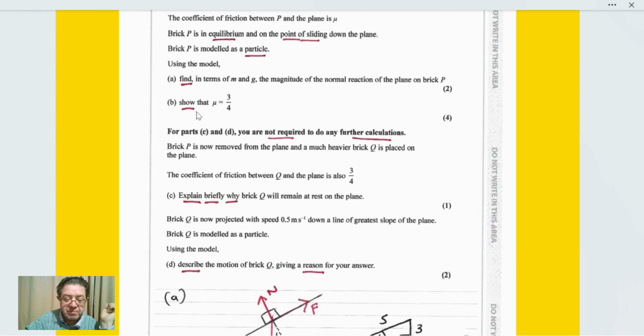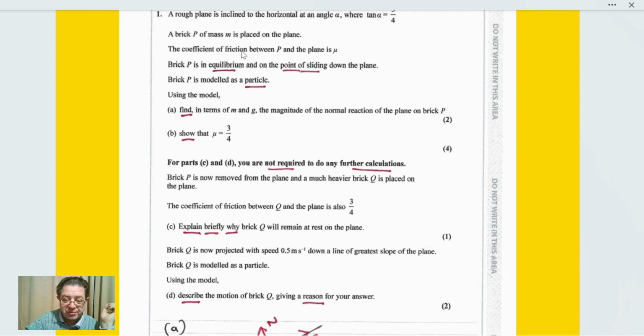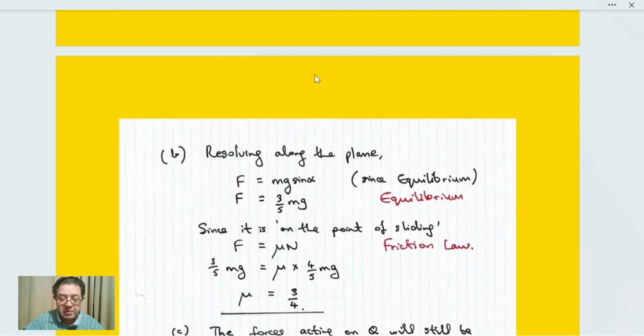Part B, we're asked to show that mu is 3/4. Mu is the coefficient of friction. We're told that the brick is in equilibrium and on the point of sliding, and we're going to use both of those facts to do this question. So this is part B.